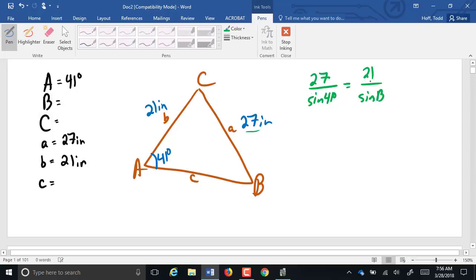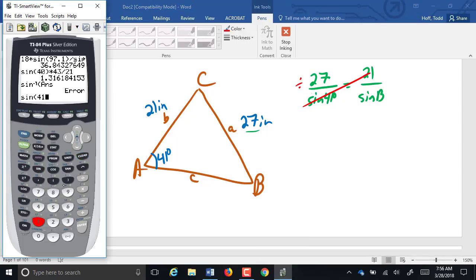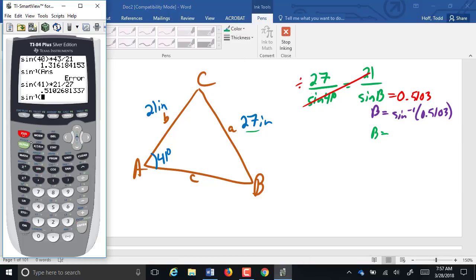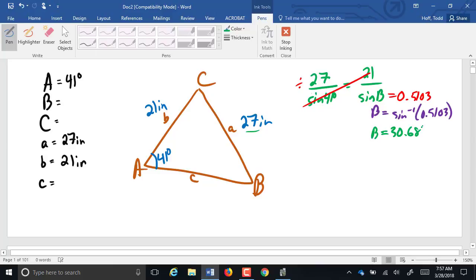Perfect. 21 over the sine of B. And we will cross multiply and divide. So sine of 41 times 21 divided by 27. 0.5103. And so B is the inverse sine of 0.5103. That sounds about right. Yeah, 30.68 degrees. So B is 30.68 degrees.